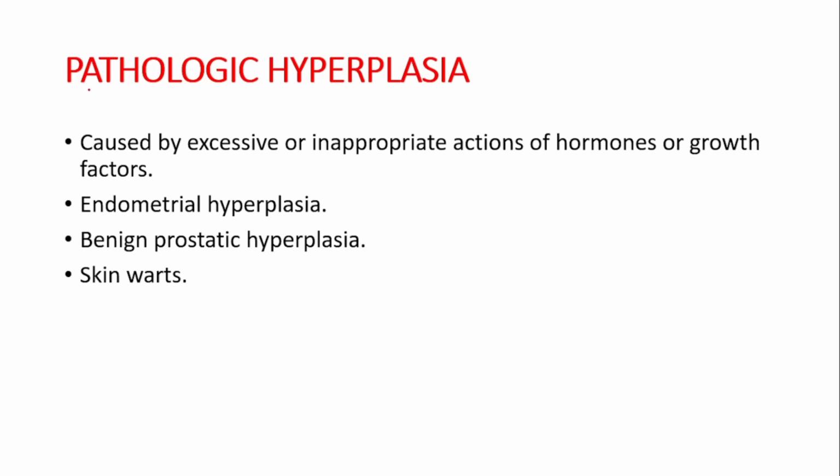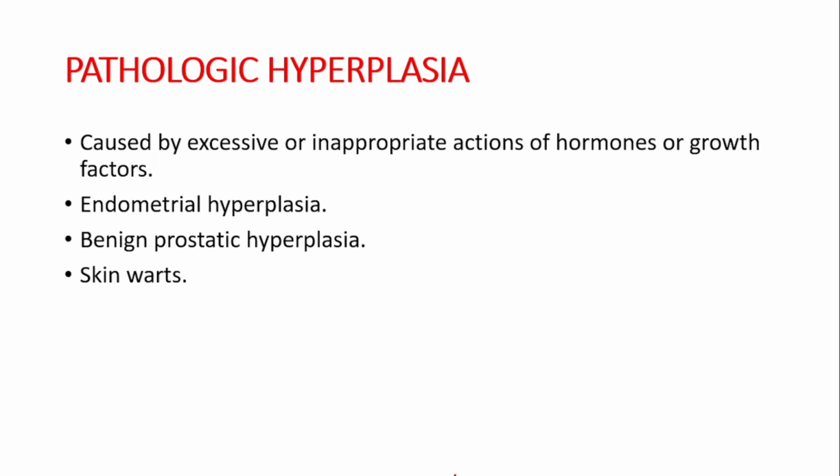So examples of pathological hyperplasia. Pathological hyperplasia is caused by excessive or inappropriate actions of hormones or growth factors. Whenever there is an excessive or inappropriate action of hormones and growth factors on the receptor, it leads to hyperplasia. An example is endometrial hyperplasia.